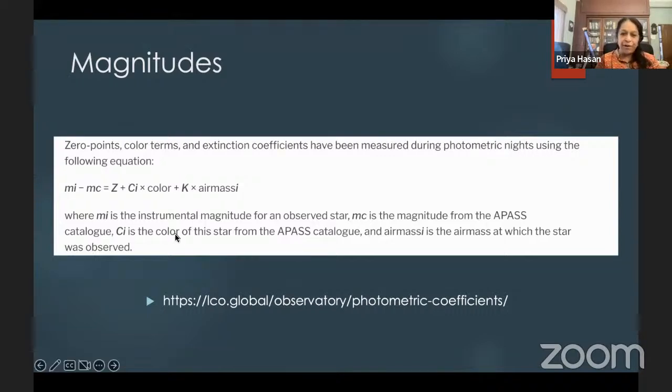But this is just to keep you aware that this is something which is happening at the telescope end, which actually corrects the photometry, converts it from instrumental magnitudes to standard magnitudes, right? And that's what it is, right?